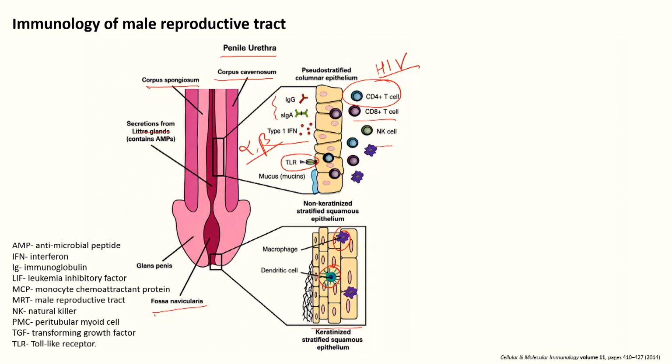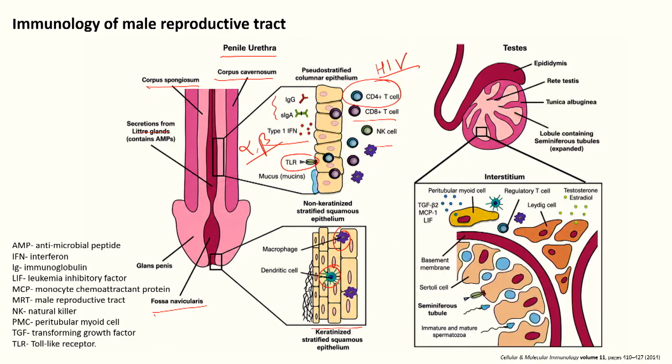Now this is roughly the penile urethra part, which is rich in blood vascular supply, and because of the high blood vascularity, the immune cells always get dragged towards this side very quickly.